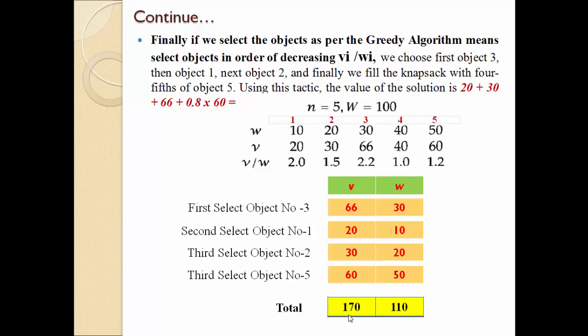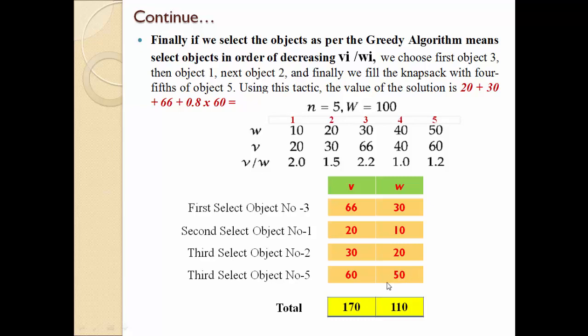So here the total value is 170 and the total weight is 110, but 110 is not allowed. So we have to divide our last object into different parts. As we discussed, this is a fractional knapsack problem, in which we can divide our object into different parts. So as per the requirement, the total weight up to object number 3 is 30 plus 10, 40, plus 20, that is 60. So out of 50 we can choose 40 only, so that the total weight will be 100.